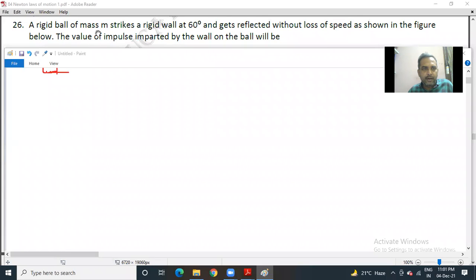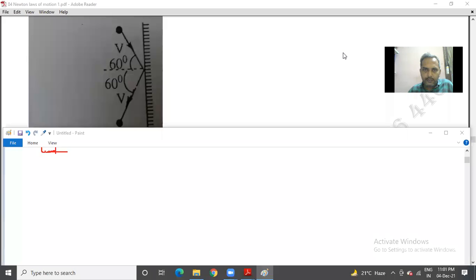A rigid ball of mass m strikes a rigid wall at 60 degrees and gets reflected without loss of speed as shown in the figure below. The value of impulse imparted by the ball on the wall will be. So let us see the diagram. This is the diagram. So here is the wall.